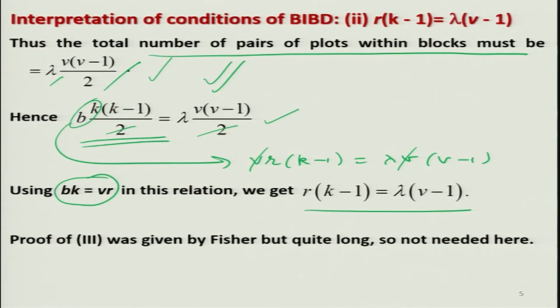Now, similarly, you can also have the proof of property number 3, that B is greater than or equal to V, and this proof was given by Professor R.A. Fisher, but it is quite long. So, we are not doing it here. Now, you have understood what we really mean by the proofs of the same properties from different points of view.